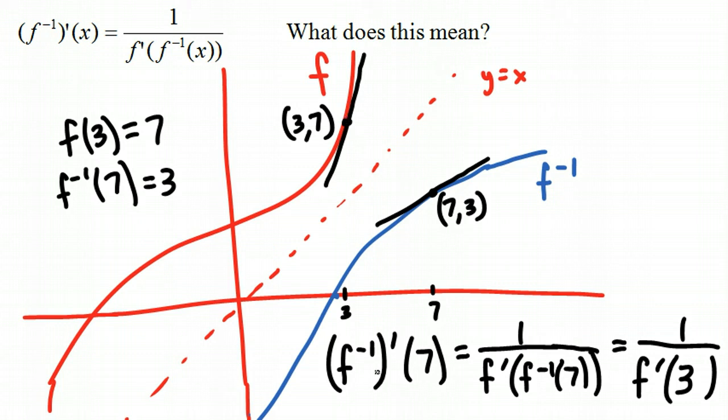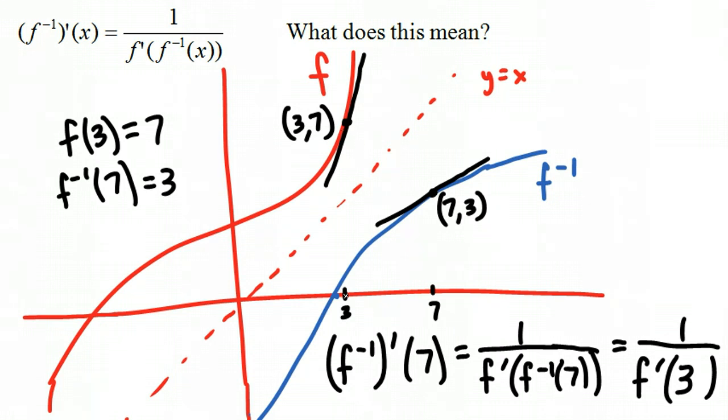Now be a little careful here. This does not say that f inverse prime of 7 is equal to 1 over f prime of 7. It says f inverse prime of 7 is equal to 1 over f prime of 3. So I'm not looking at the slope of the tangent line of f inverse right here and also of f way up here off the picture. I'm looking at the slope at these two points.